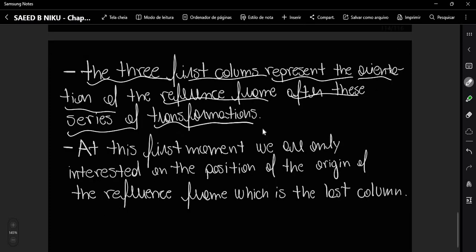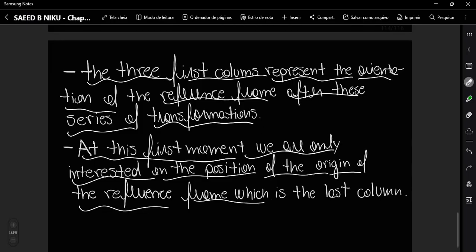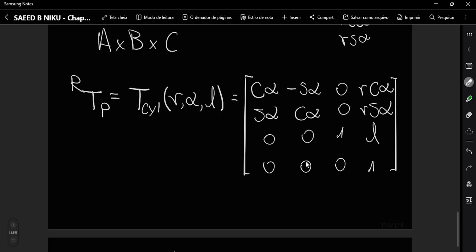But at this first moment, we are only interested in the position of the origin of the reference frame, which is the last column. Again, I don't know if it's referring to this column or this column, because it is not clear what the order is. It could be this order, 1, 2, 3, or it could be this order. So we will find this out.